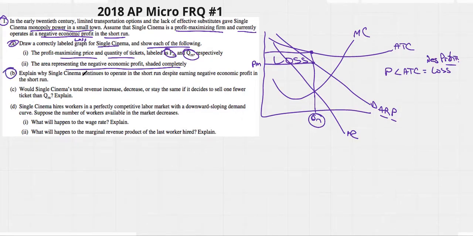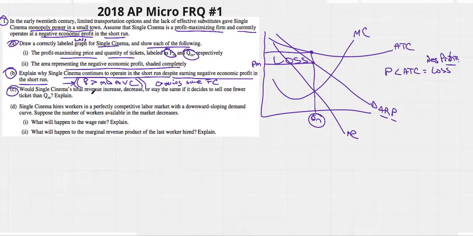All right, B, explain why Single Cinema continues to operate in the short run despite earning negative economic profits in the short run. And the easy way is just to say that the price must be greater than the minimum of the AVC. Understand here that if your price ever hits the minimum of your AVC, you would shut down. So even though we're making a loss, we would keep operating because our price is greater than the minimum of our AVC. In essence, we're covering some of our fixed cost. And I don't think we need to put that in there. I think this will give us all the answers. I'll look after I do it.